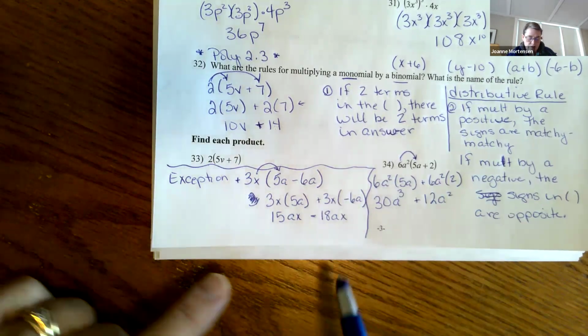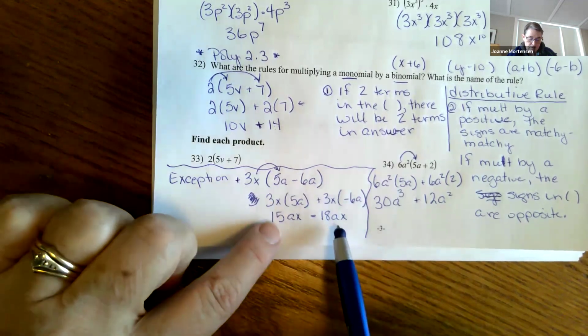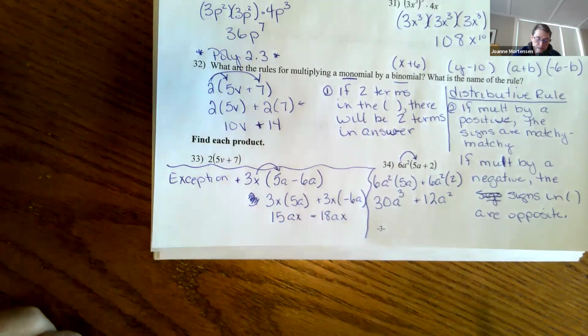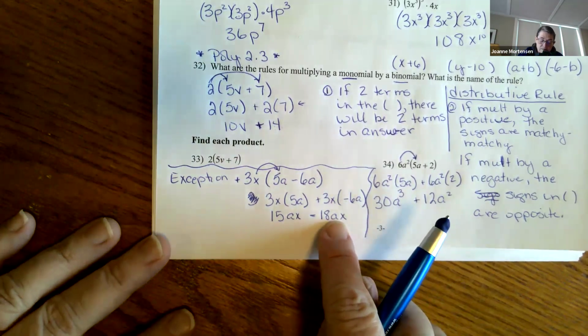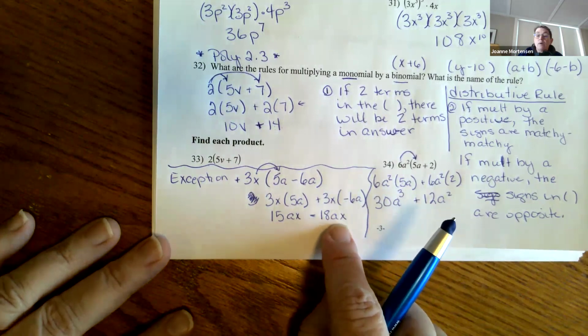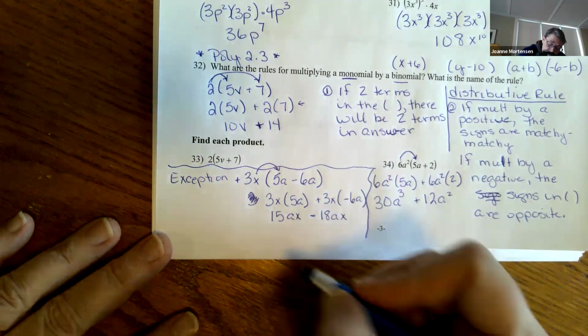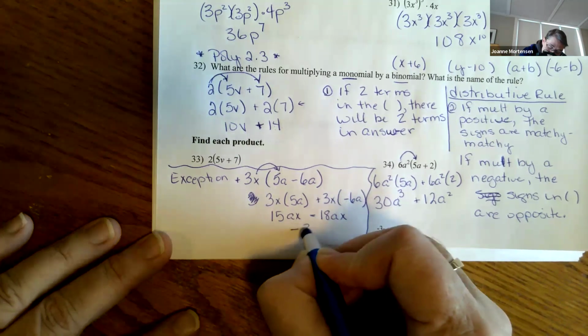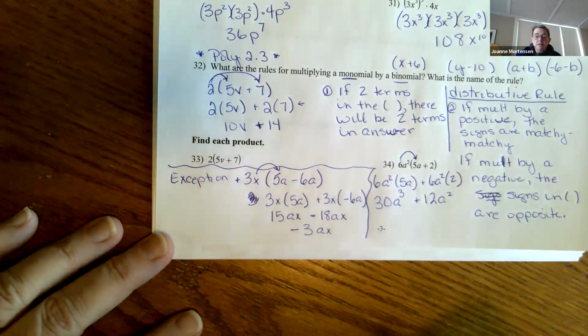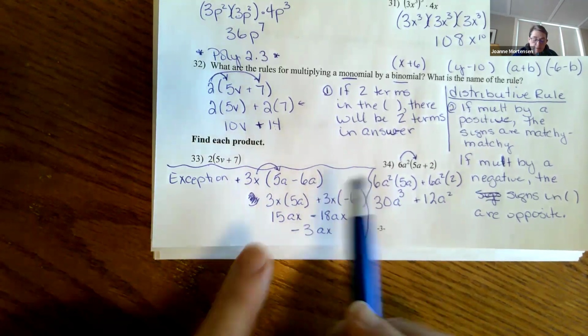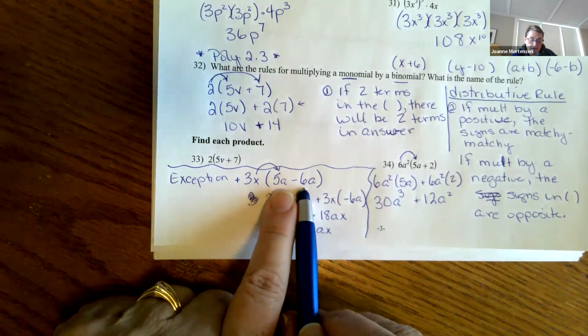So 2 terms, 2 terms. And there was a negative in between. Okay, so here's the part where it's an exception. These are, you know, like terms. So I can actually subtract it. Minus 3ax. Done. So this is one where it does go down to 1 term, but that's because right here, those were like terms to start with.